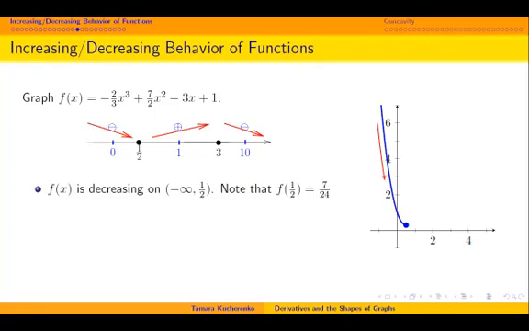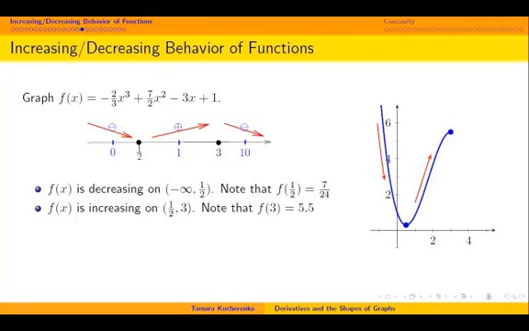The function is increasing on the next interval from 1/2 to 3. This means that the graph rises on this interval. We compute that f of 3 equals 5.5. We draw a curve up to the point 3, 5.5. F of x is decreasing from x equals 3 on. Therefore, the graph goes down from here.